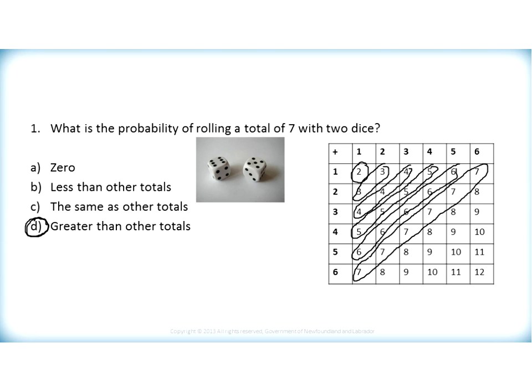Individual totals, that is. Now, if I was to ask what's the probability of rolling a 7 compared to all the other possibilities, then that would be less than. But we're looking at each individual number. So with 7, there are 6 ways out of the 36 possibilities, whereas with any other number, there are fewer than 6 ways to roll 2 dice.